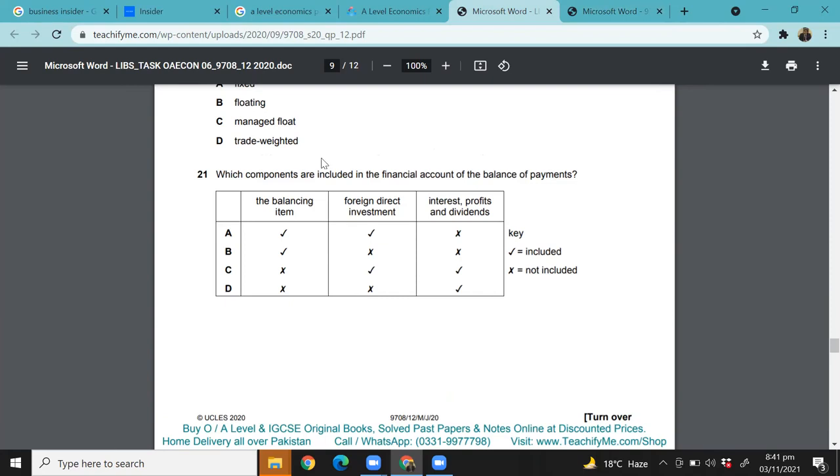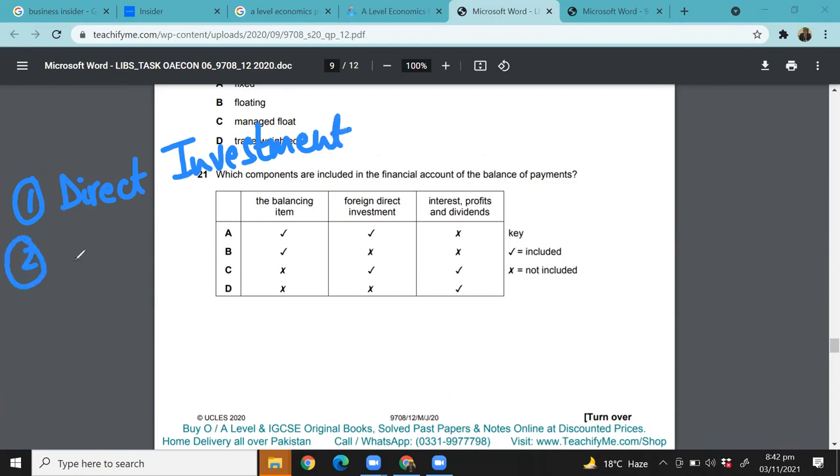The balancing item is part of the financial account, right? The financial account includes three things: direct investment, which is investment directly coming into a country. Then there is portfolio or indirect investment. If you remember, I said indirect investment is when foreign investors invest in your stock exchanges. Direct investment would be something like Mercedes opening their production plant in Pakistan. Or just like Baskin Robbins, a popular ice cream company that has recently opened in Pakistan. That's direct investment. They are opening their operations in Pakistan.